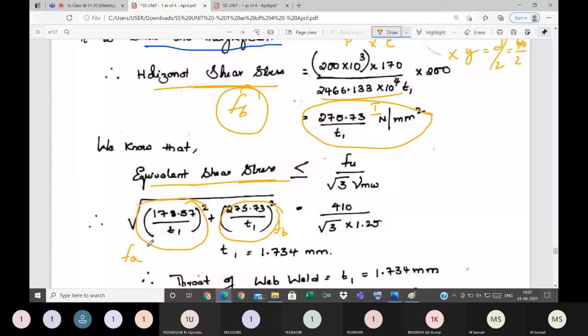Okay, so for example, see, that is not a load. So you cannot just simply add those stresses too. On the web it is 178.57 divided by T1 Newton per mm square, under the stress. On the flange also, so the total stress, you cannot just simply add it. Okay, so it is stress, a force per unit area. On the web weld it is like that, and on the flange weld also it is the same.